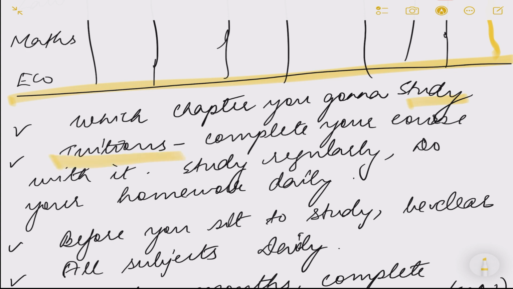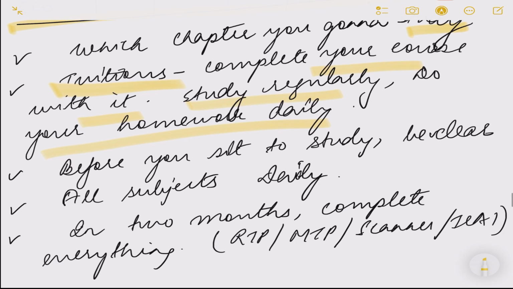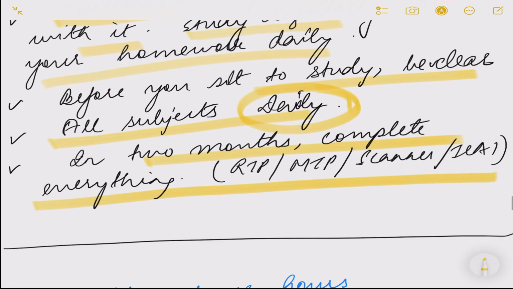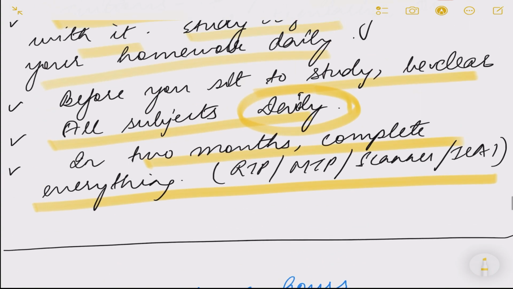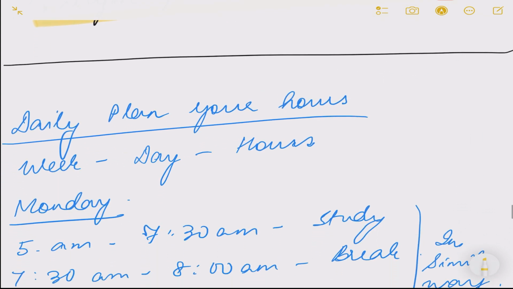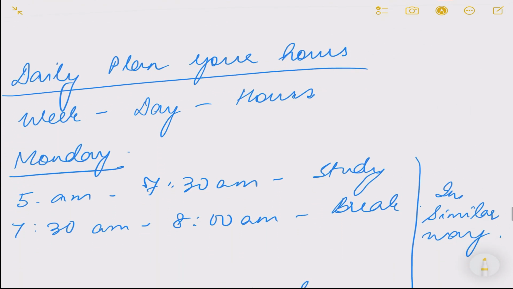If you are taking coaching, no problem, complete your course with them only, study regularly, and do your homework regularly. Before you sit to study, be clear about all the subjects you need to study daily, and in 2 months complete everything, all the material provided by the institute. I'm sure you can do this, because CA Foundation is not that difficult, you can easily crack it.